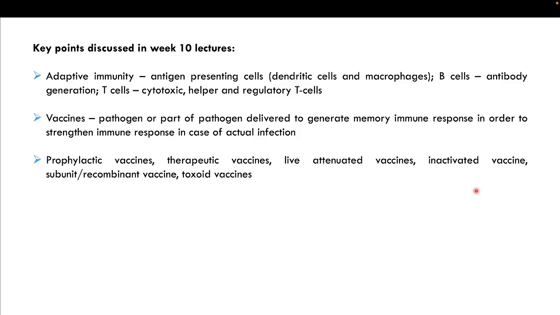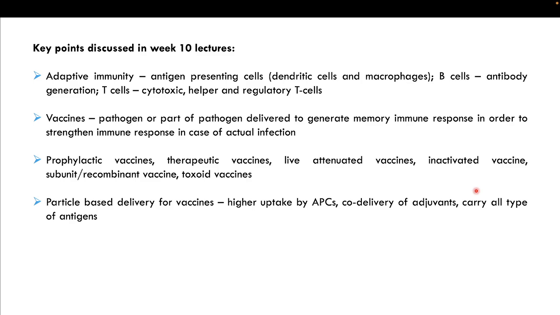So instead of delivering the entire organism as a vaccine, you can take that particular toxin and develop a vaccine for that toxin, and deliver that toxin itself as a vaccine. Then the body will remember that whenever there is an infection, that pathogen will produce the toxin in your body, and then the immune response can act. So these are the different types of vaccines that were discussed in the lectures.